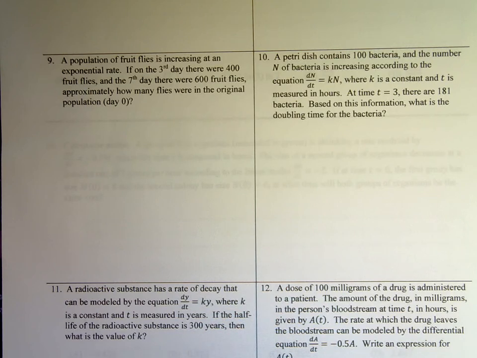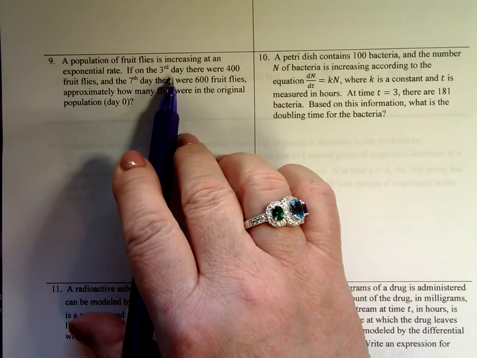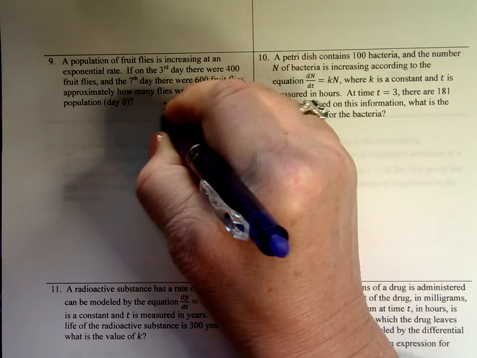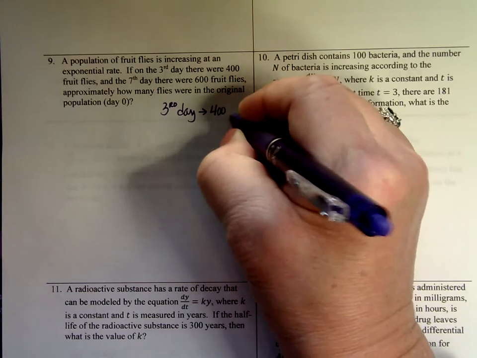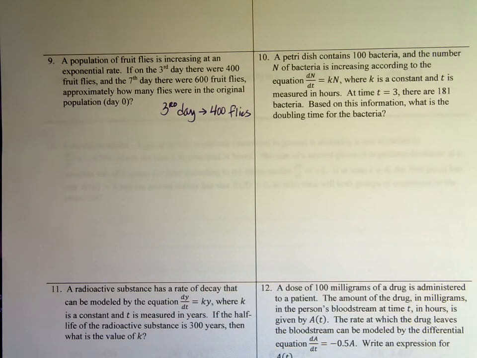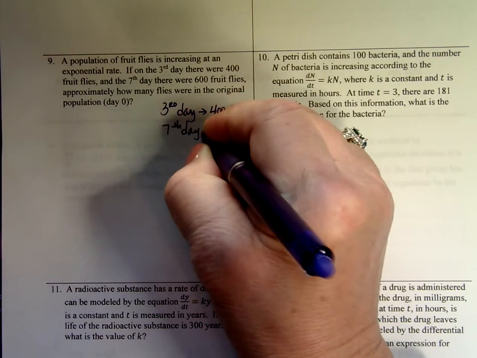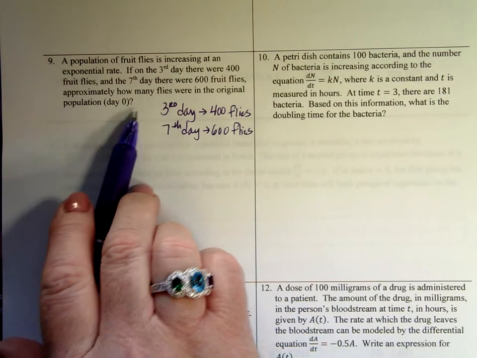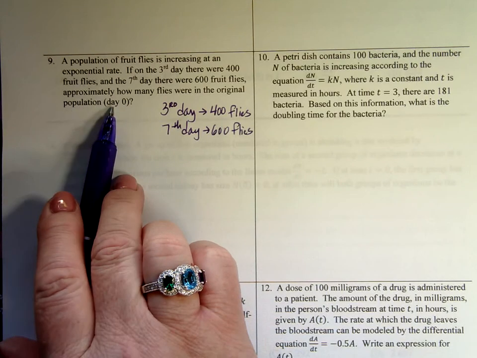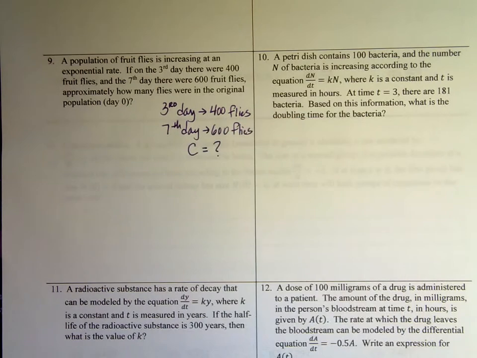All right, the population of fruit flies is increasing at an exponential rate. If on the 3rd day there's 400 flies, I'm just going to make note of that. On the 3rd day we have 400 flies. And the 7th day, there's 600 flies. Approximately how many flies were in the original population at day 0? In other words, what are they asking you for? They're asking you for the initial value. What was c? What did you start with? And you're like, I have no idea.